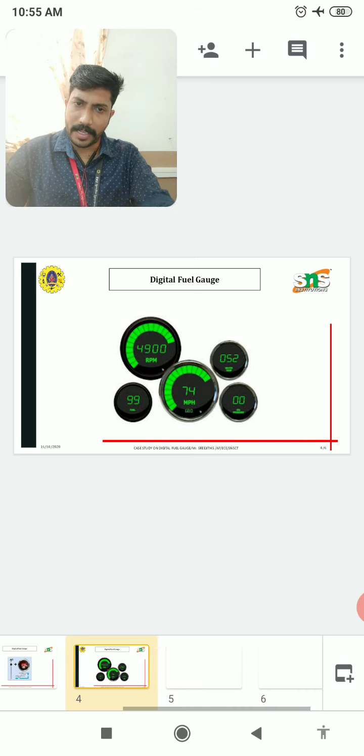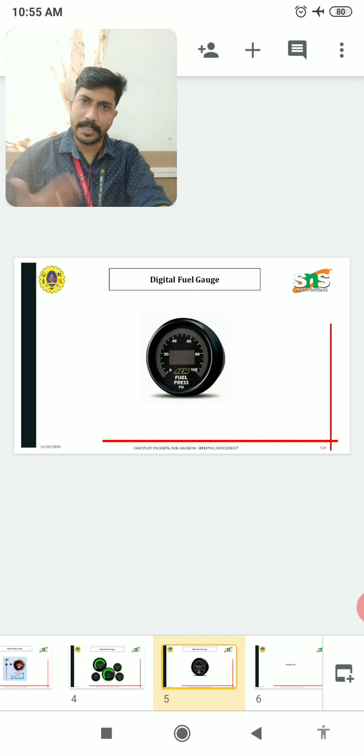These are the typical applications of a digital gauge. It has the advantage of giving accurate values or accurate precision when compared to the traditional systems.